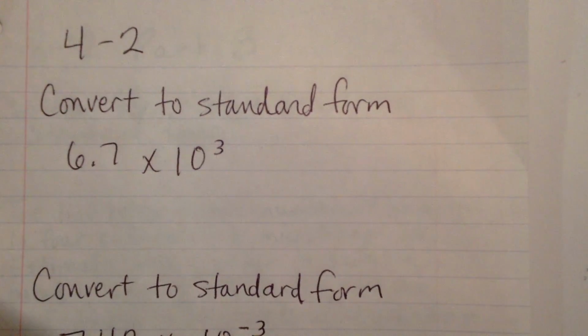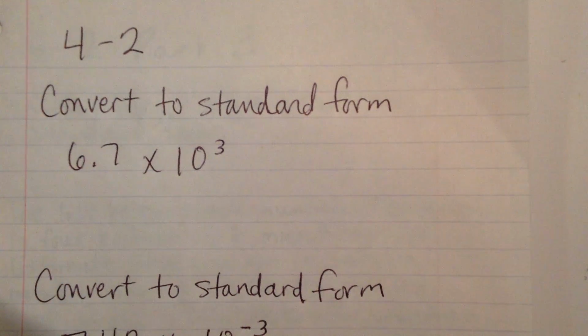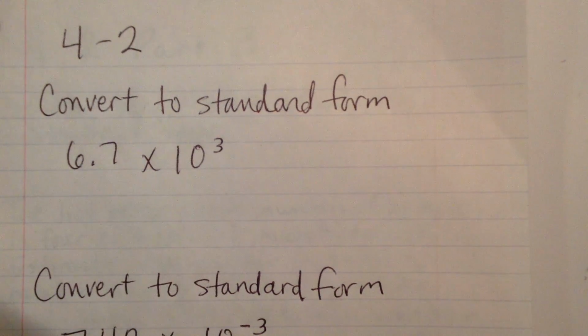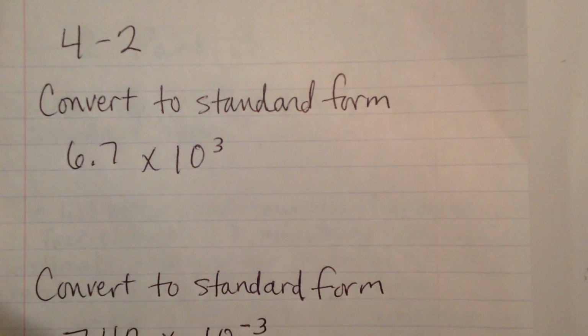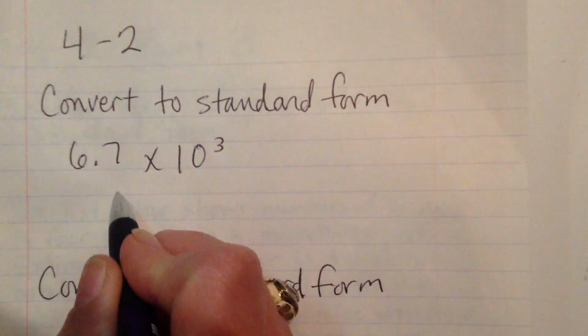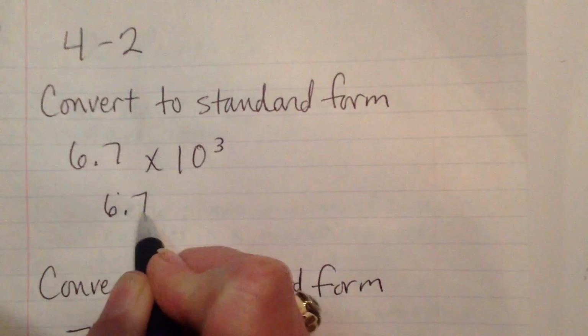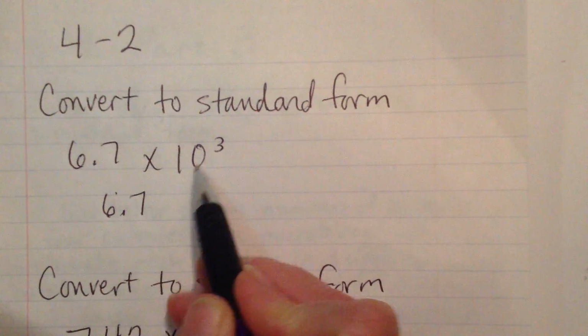Topic 4-2. I want us to practice some more on converting from scientific notation to standard form, and then from standard form back to scientific notation. So looking at this problem, it says convert to standard form 6.7 times 10 to the third. To convert to standard form, we will take 6.7 and multiply it times 10 to the third.